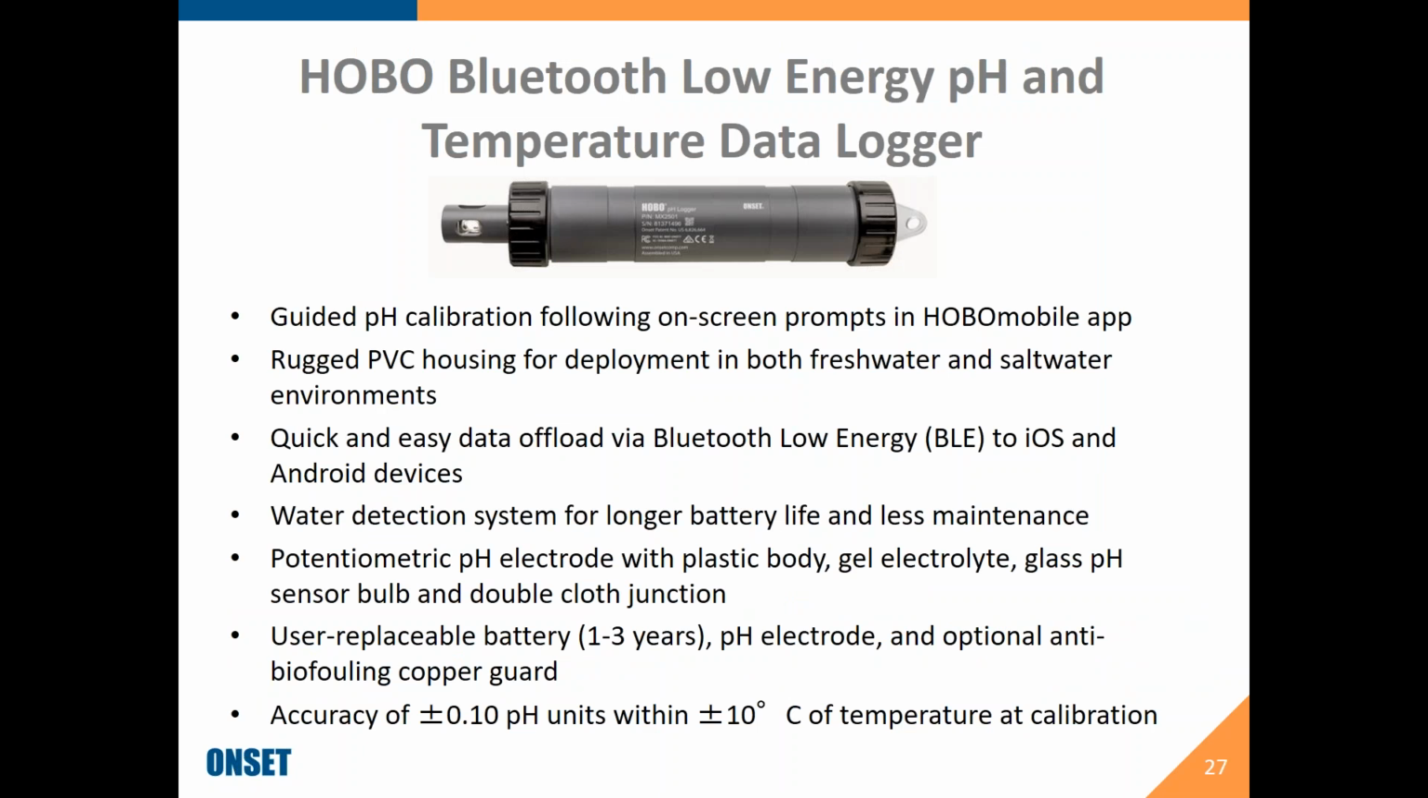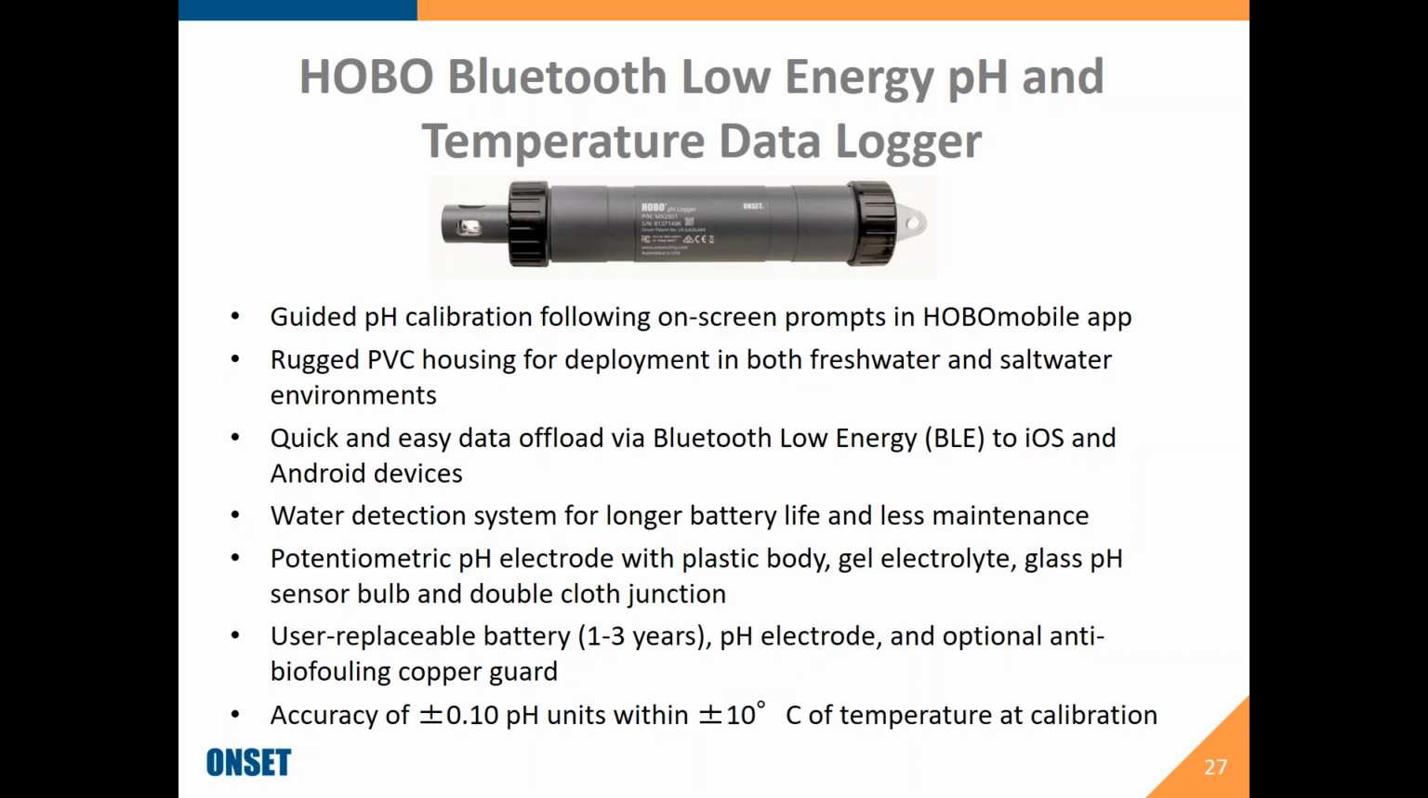And here we have our Bluetooth pH and temperature data logger. This works off of our HOBOmobile platform. So again, you'd use a mobile device within 100 feet line of sight to set up, configure, and launch the logger, as well as retrieve the data afterwards.